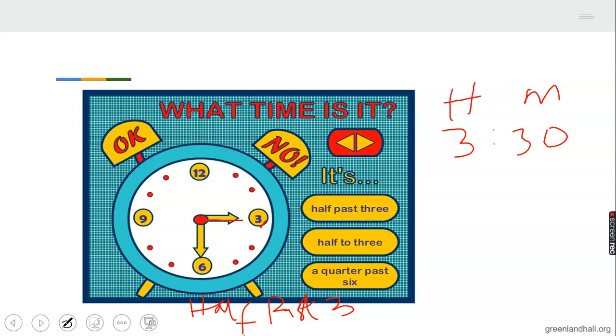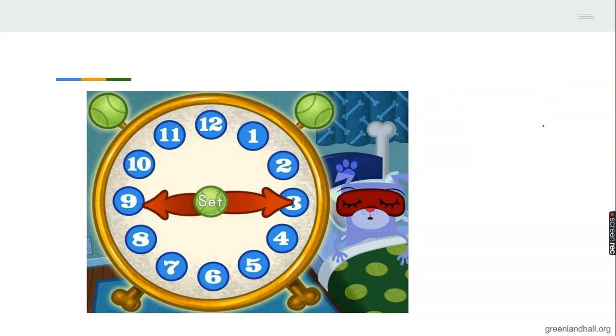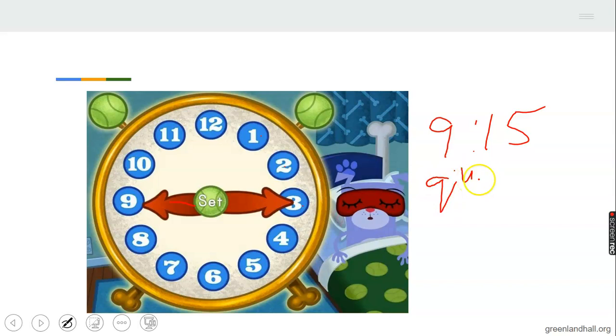What is this one? The hour is what? The short hand is 9. And the minute is what? 5, 10, 15. Do you get it? Or we also say quarter past 9, because this is a quarter past. I told you that when the long hand is on 3, that's quarter past. But if it is on 9, that's quarter to. Is that taken? Quarter past 9.